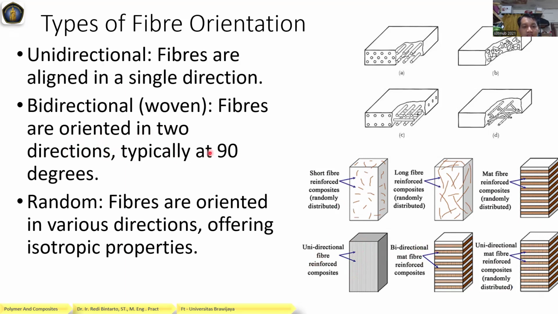Oriented in two directions, typically at 90 degrees. This is the case. And for random, fibers are oriented in various directions, offering isotropic properties. So this is random. This is bidirection. This is unidirection. This is short fiber. So each of them has different characteristics when they get force or some stress, thermal or something.